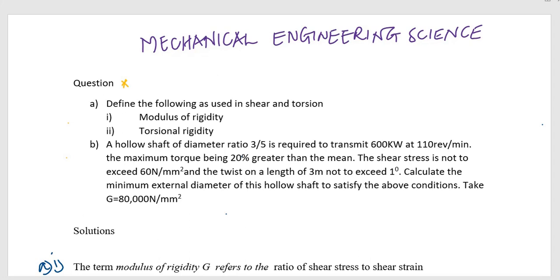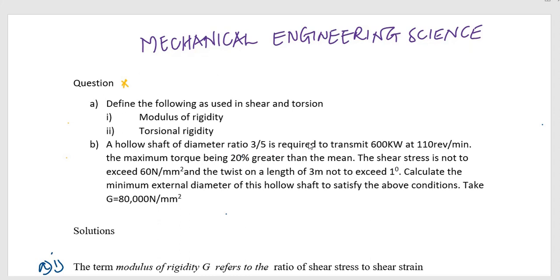In our series of answering questions in mechanical engineering science, we have another question. Part A says, define the following as used in shear and torsion. Roman 1, modulus of rigidity. Roman 2, torsional rigidity.